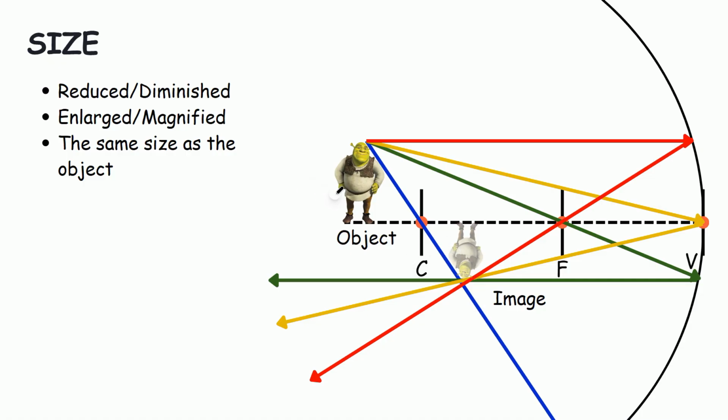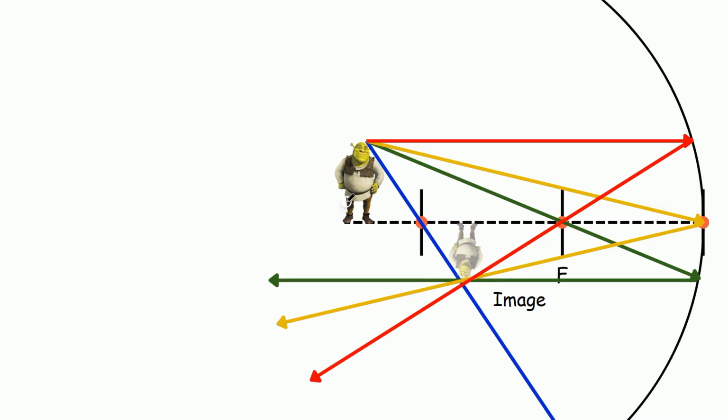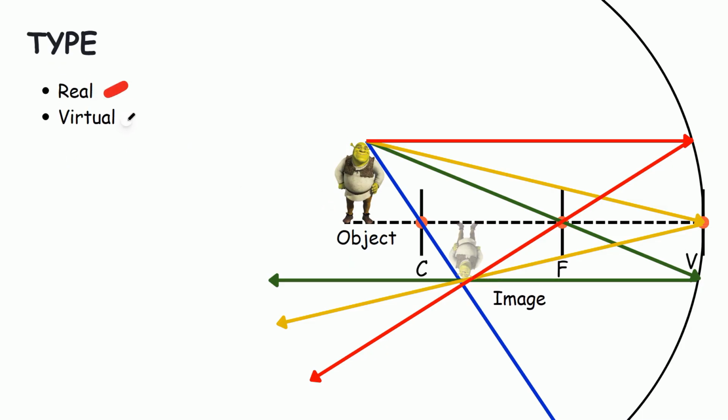So sa kining ato image, kay ato siya i-compare sa size sa ato object, which is mas dako nga rin si Shrek, ang original nato na Shrek. So meaning ang kining image na na-form nga nihi kay that is reduced or diminished because it is smaller than our object here. And then for our type, we have 2. We have the real and virtual.